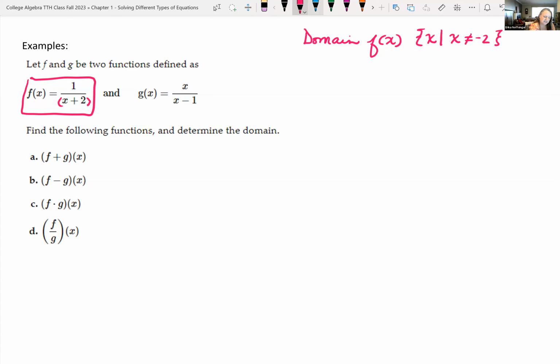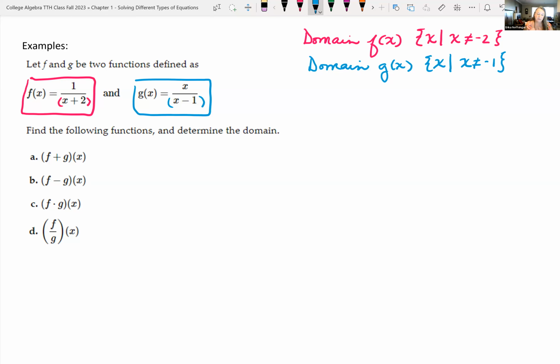So now let's look at the domain of our g of x. So g of x also has a trouble spot. It has a variable in the denominator. So we need to exclude the value which sets that denominator equal to 0. And that would be when x is equal to 1. So our domain is going to be all values of x such that x does not equal -1.